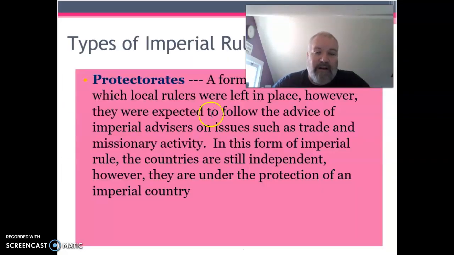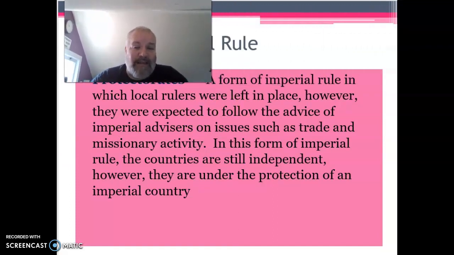Okay, you could be a protectorate. A protectorate is a form of imperial rule in which local rulers are left in place, but they are expected to follow the advice of imperial advisors on issues like trade and missionary activity, which means the religious groups that are in your country. In this form of imperial rule, the countries are still independent, but they are under the protection of an imperial country. It's not quite as bad as being a colonial power under indirect or direct rule. It's better than that, but it's still sort of under the influence of the other country.